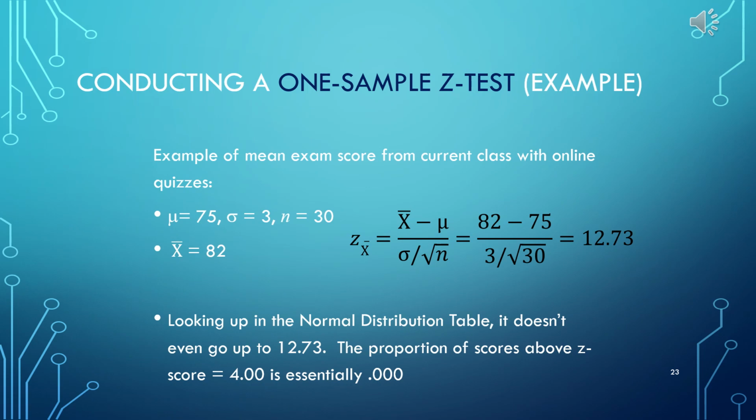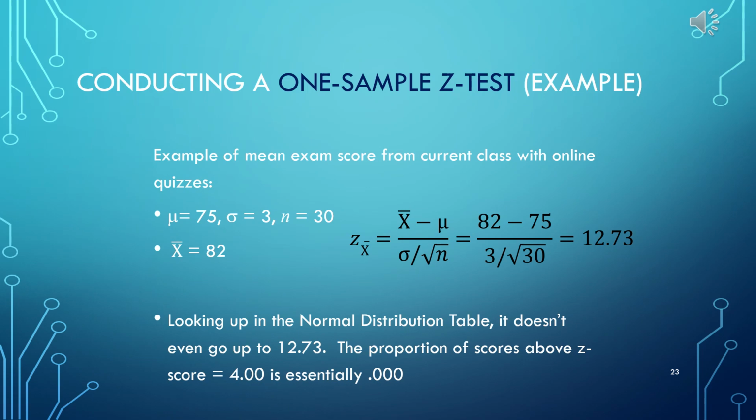Well, we've got all those pieces of information here. So the average final exam score for our sample was 82. That's pretty dang good. That's high, right? You subtract 75 from that. 75 is the population mean. That is the average final exam score for all the classes who did not have online quizzes. All right? You divide that by the standard error. Remember that the standard error is the standard deviation of the distribution of sample means.